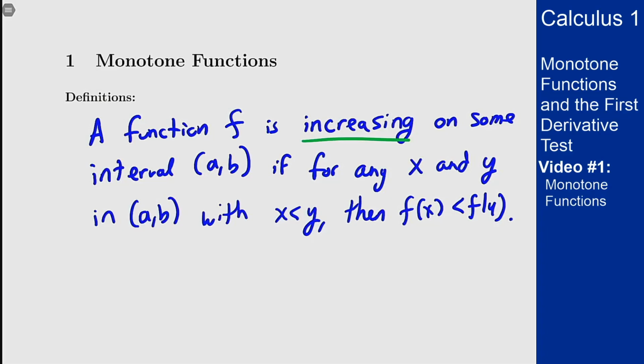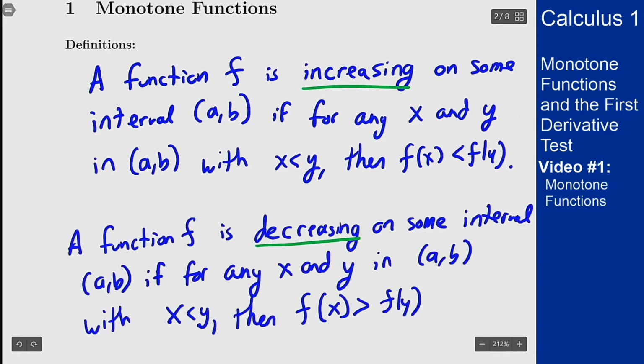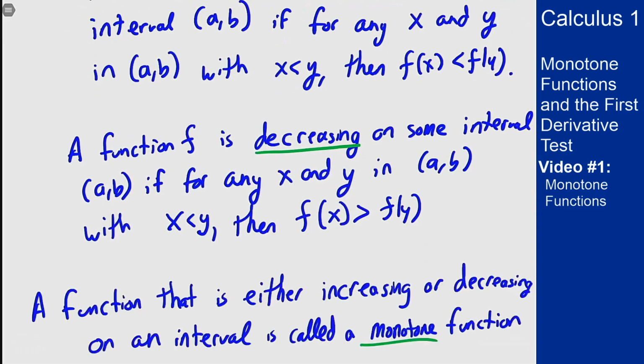We have a similar definition for a function being decreasing, in that now it just goes the other way. In this case, my function gets smaller as I go to the right. If I take bigger input values, I get smaller output values. And a function that's either increasing or decreasing on an interval is called a monotone function. Now note, this means that it can only be increasing or only be decreasing. If it does both at different points, it's not a monotone function. A monotone function means it's always increasing or it's always decreasing on the entire set where it's defined. If it does both, it's not monotone.